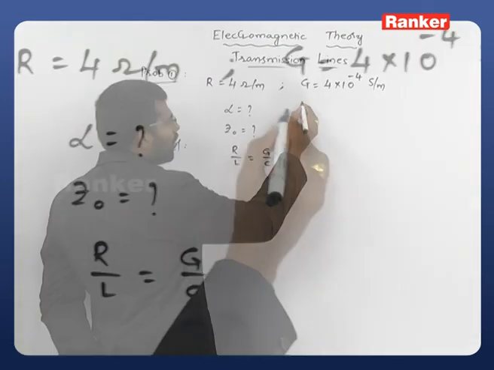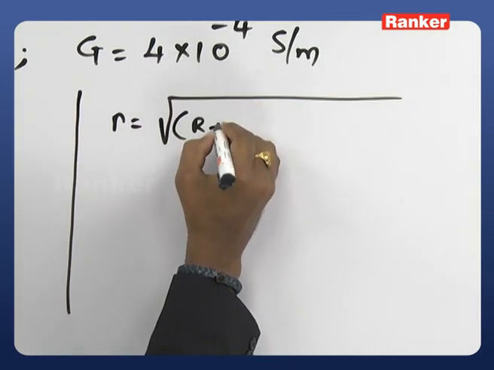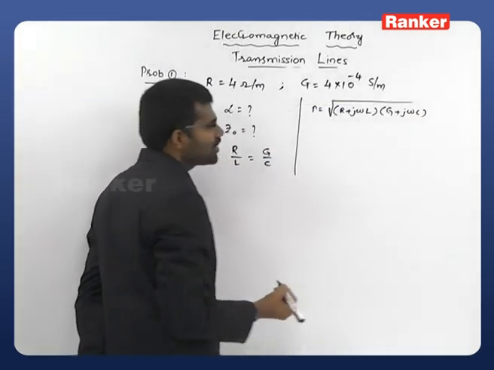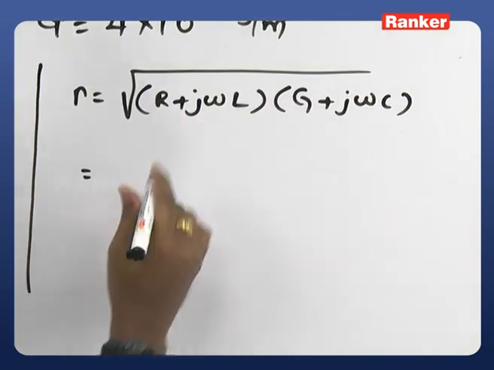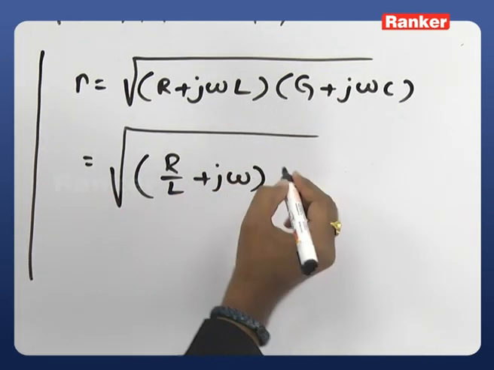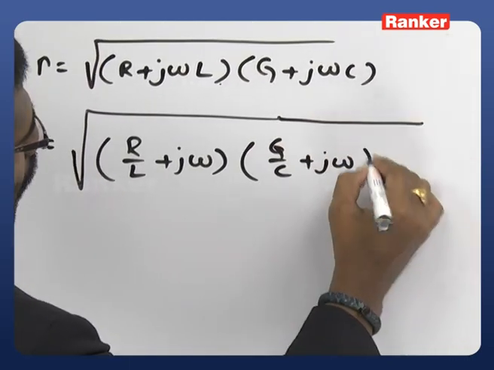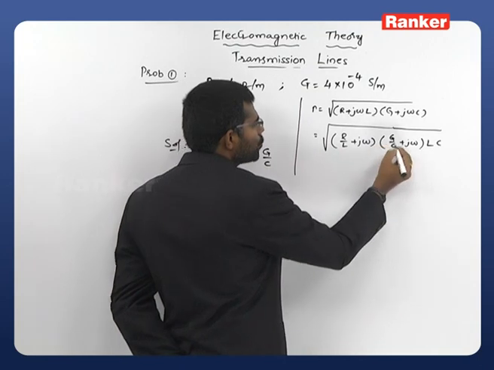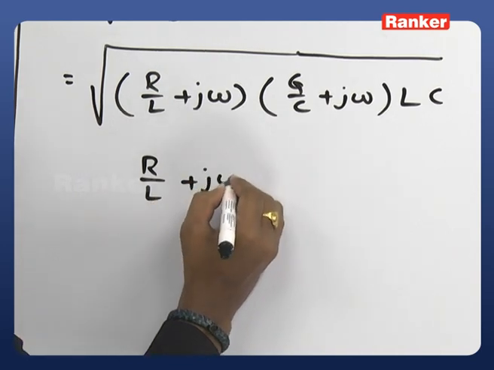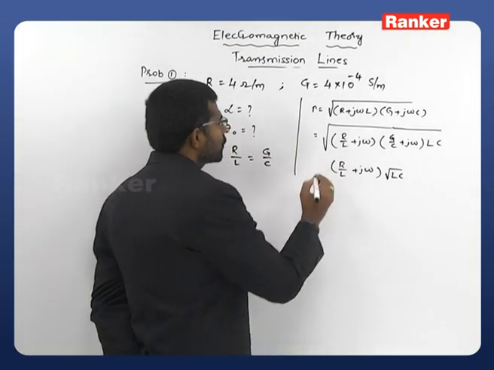What is the formula for gamma? Gamma is equal to the square root of (R plus j omega L) multiplied with (G plus j omega C). Now take L common from the first term and C common from the second term. Then what you will get is R by L plus j omega, and here also G by C plus j omega, and L into C. As R by L is equal to G by C, these two are the same. So from the root you can bring them out: R by L plus j omega, into root LC. That's what we have here, which is nothing but gamma.